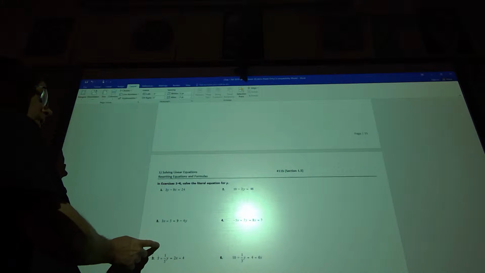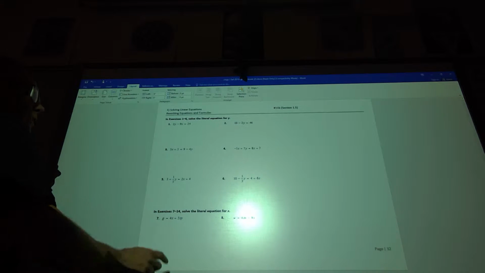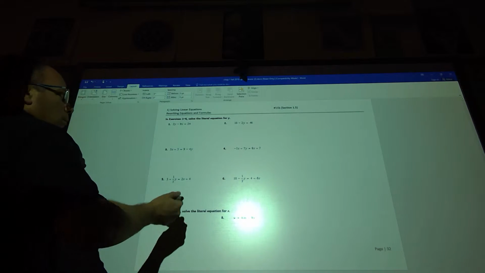Hi everybody, this is solving linear equations, rewriting equations and formulas. Okay, problem number one, we're going to solve for y.